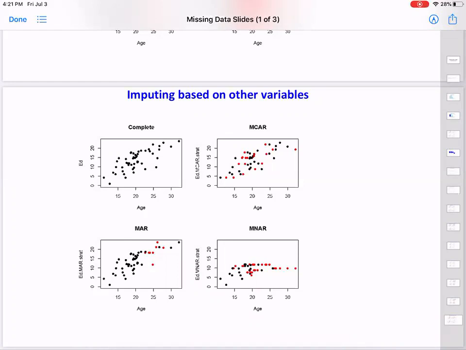Does this work for missing not at random? Nope, because it's not actually possible to draw a value that's bigger than 14, given the way that this data was cut off and missing.